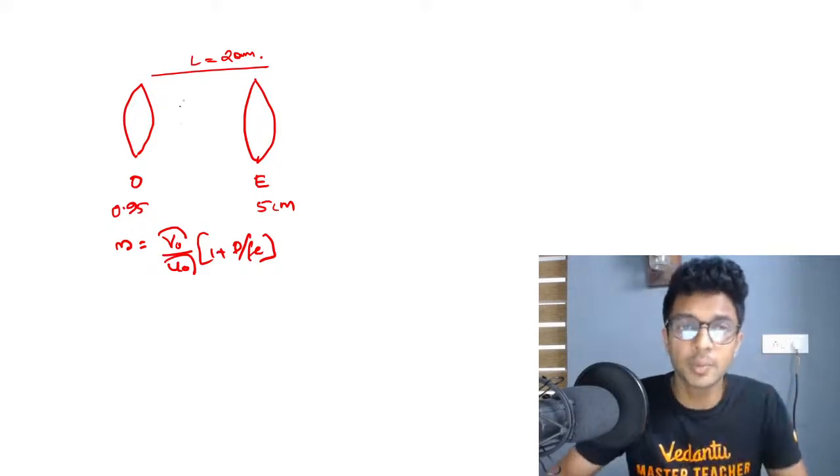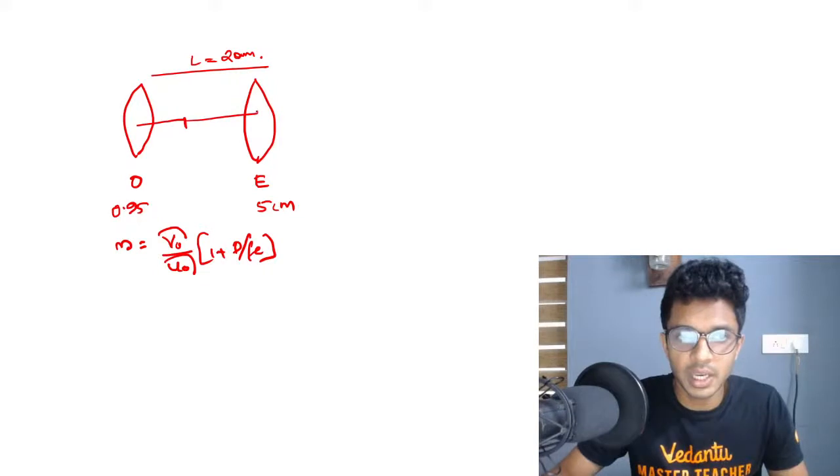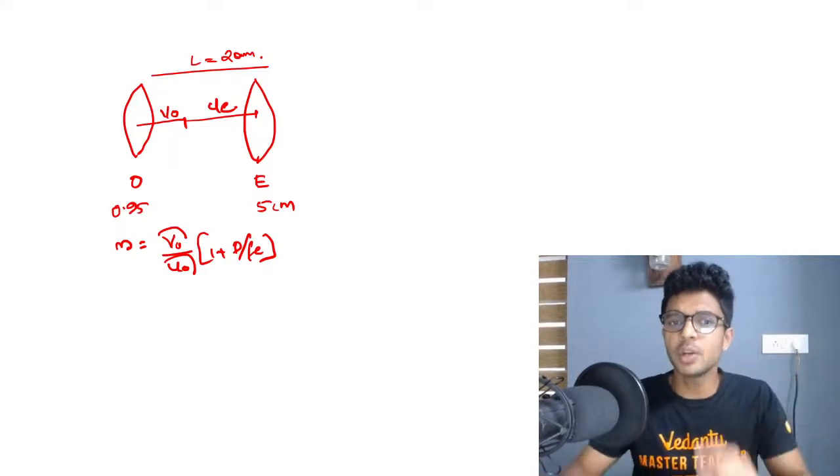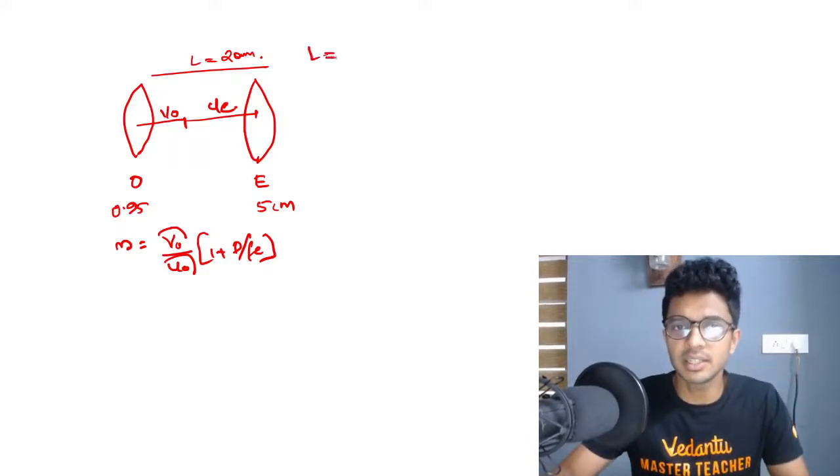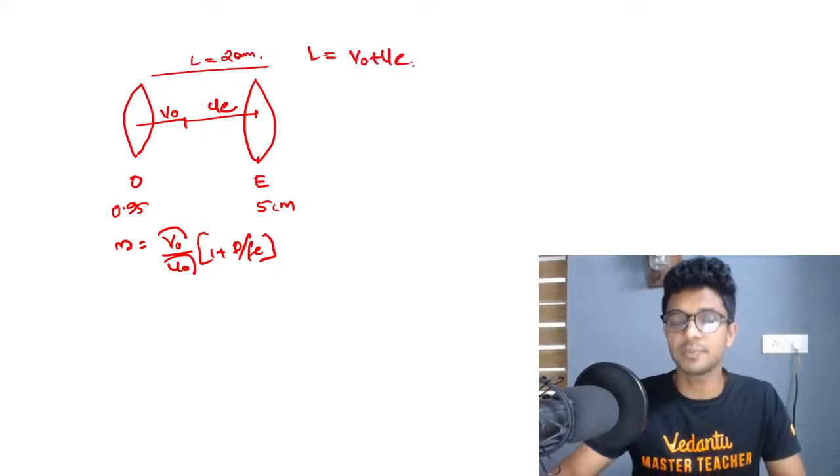Like I told you, this L is equal to, okay, what is L equal to? That is V naught and this is UE. Yes or no? L is equal to V naught plus UE. Let me write it here. Length of the microscope is equal to V naught plus UE.